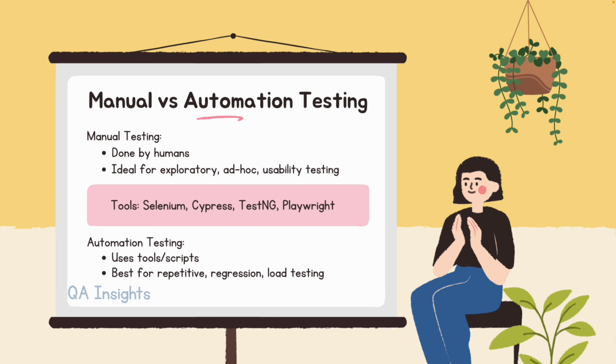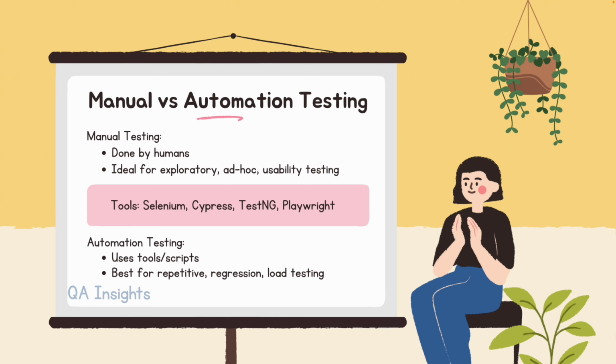Automation testing involves writing scripts to run tests automatically. It is performed for regression testing, load testing, and repetitive test cases. Tools like Selenium, TestNG, and JUnit help to save time and increase test coverage.